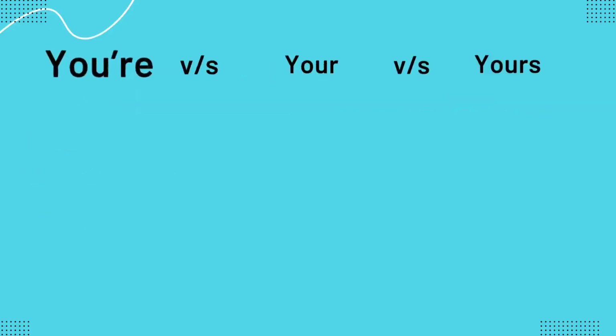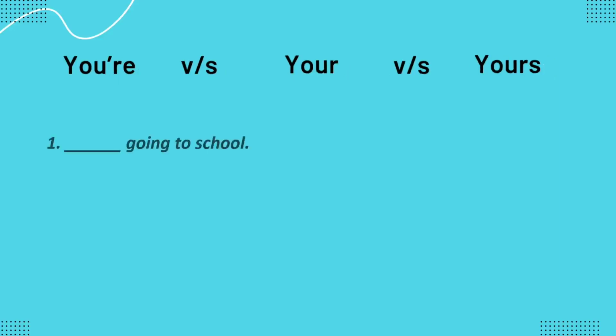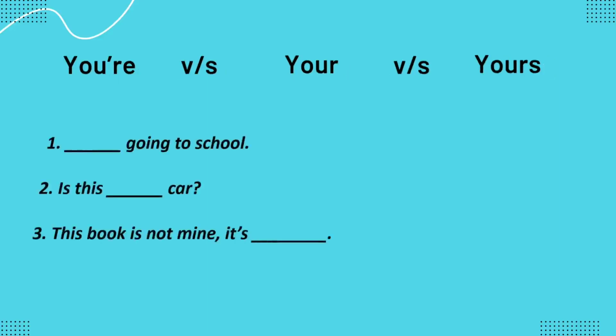Now that we have covered the basics, let's practice using these words in sentences. I'll give you a few sentences and I want you to fill in the blanks with the correct word. Dash going to school. Is this dash car? This book is not mine. It's dash. I'm giving you a few seconds. I hope you have tried.